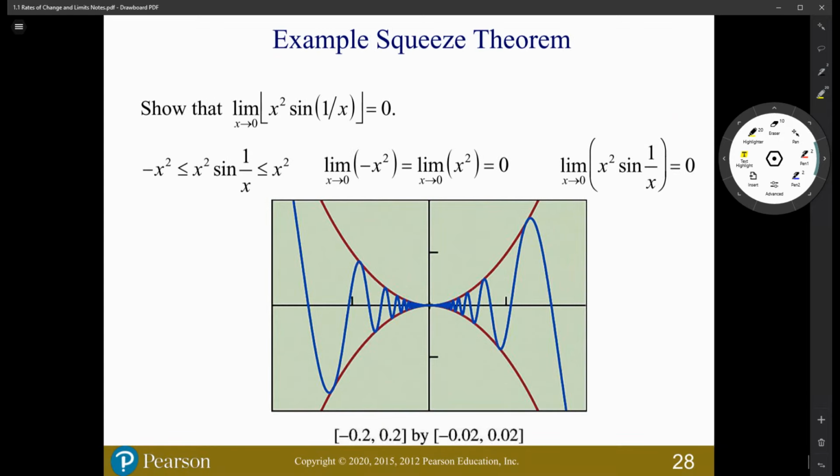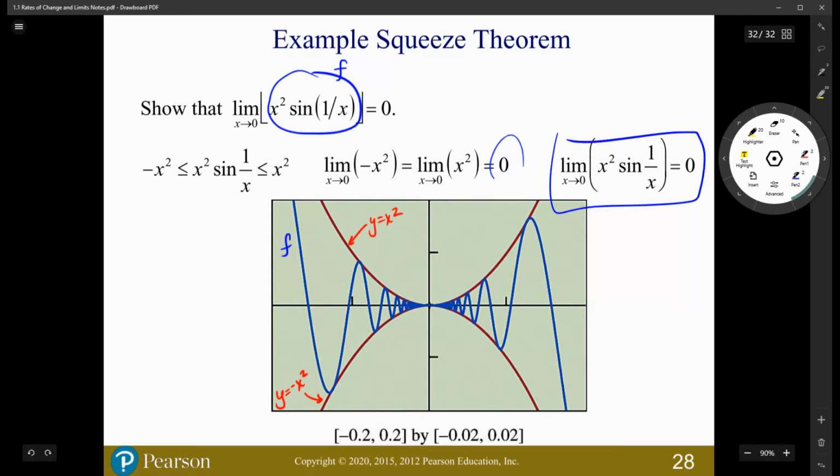Here it is in graphical form. I think this is a much better way of putting it. So this function is y equals x squared. This function is y equals negative x squared. And the blue function is our f, which is this function here. And see how it gets squeezed between those two functions. And since the limit of negative x squared and the limit of positive x squared are both 0, then we have the limit of f being 0 as well.